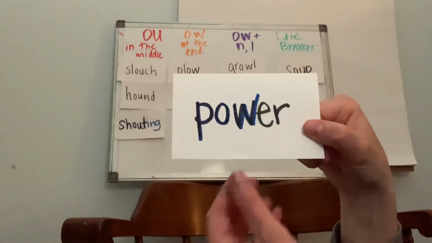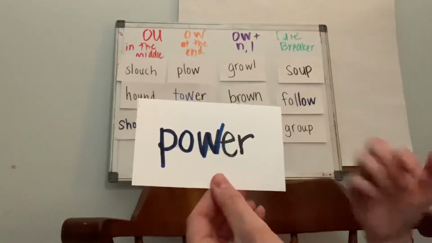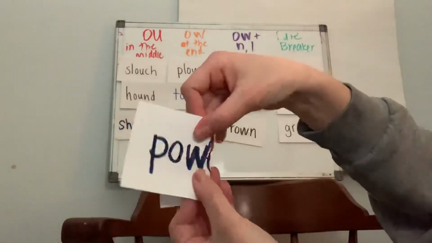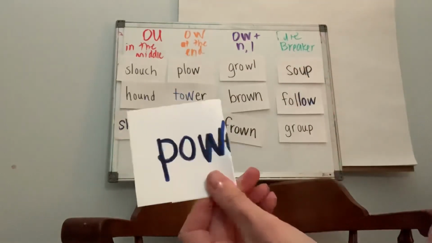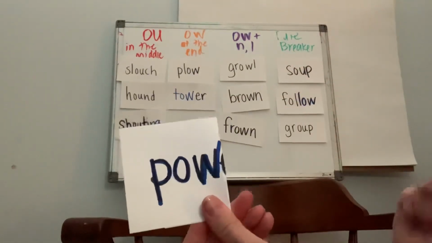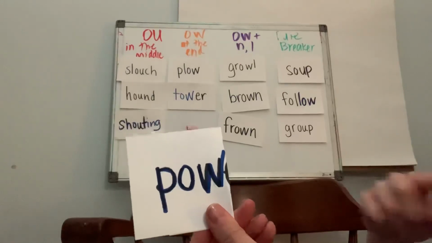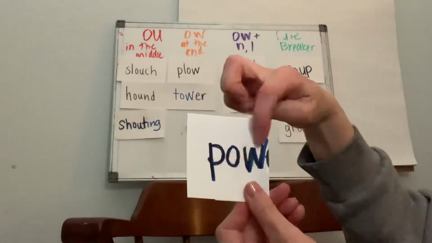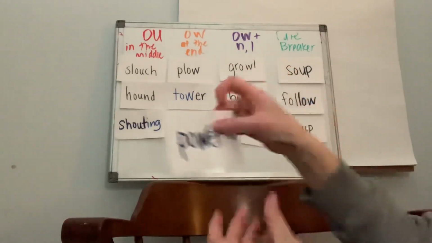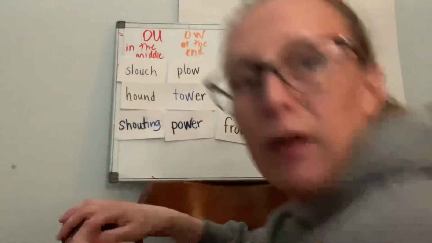Power. Okay. 2-syllable word. We're going to separate our syllable. Take off that ending. And I hear pow. Okay. P-ow. That ow is at the end of my syllable. And I hear it say ow. And it's spelled with an OW. Boom. Done.